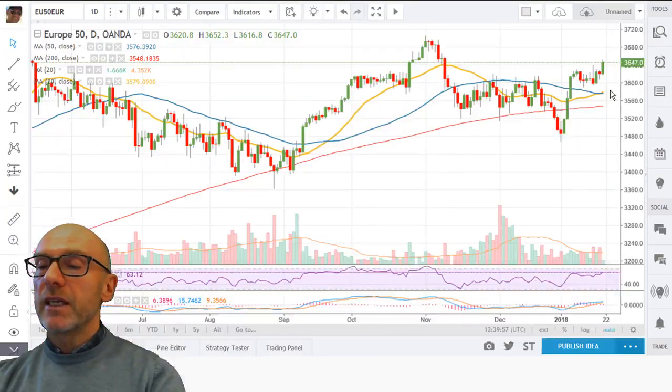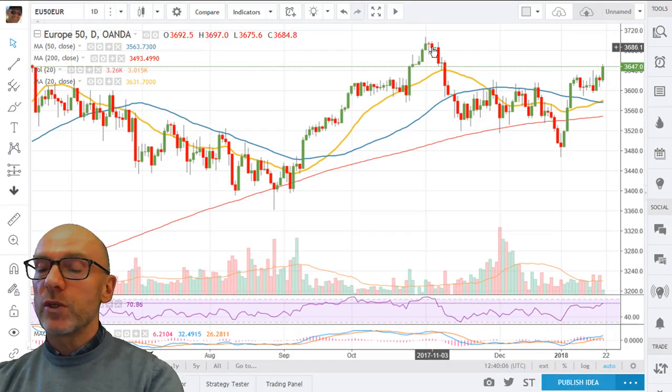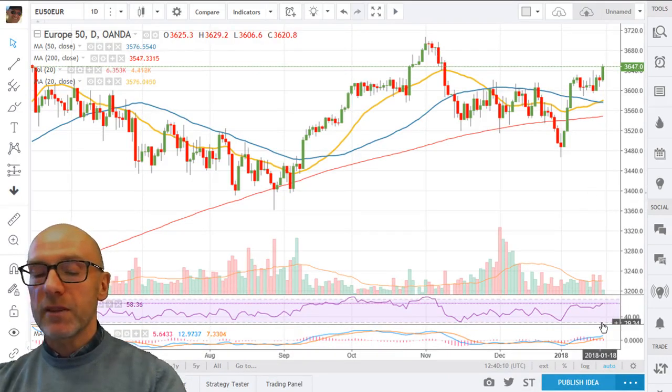And finally, on the Euro stocks, again we've moved up. Looks like we are going to test the higher resistances that we saw back in November. Solid momentum from the RSI and from the MACD.